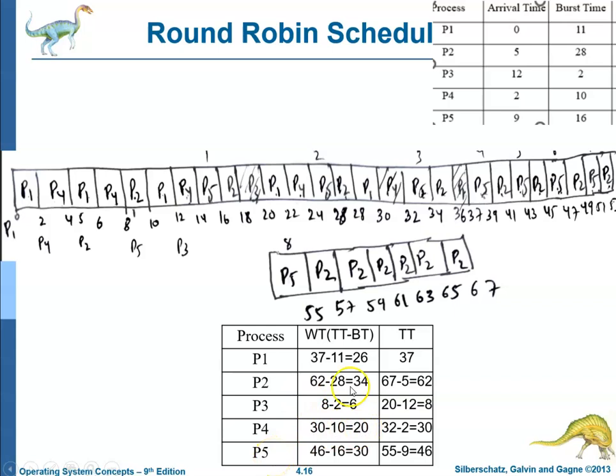Similarly, let's see for P5. P5 is ending here at 55. When did P5 come into the system? At time 9. So 55 minus 9, 46 is the turnaround time. And then what is the wait time? 46 minus 16 is the wait time. Once you calculate the wait time and turnaround time, just take the average of these. That will give you the average wait time and turnaround time.